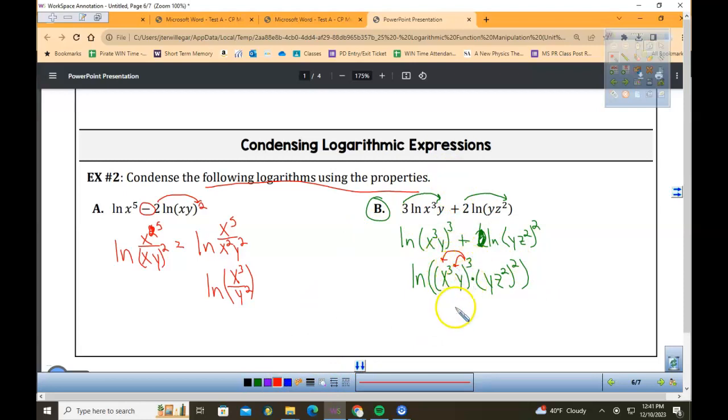So x to the 3rd, to the 3rd, is x to the 9th. y to the 3rd is y to the 3rd. y squared is y squared. z squared to the 2nd is z to the 4th. y to the 3rd times y squared, we add our exponents. So we get x to the 9th, y to the 5th, z to the 4th. Good old algebra coming back to us.